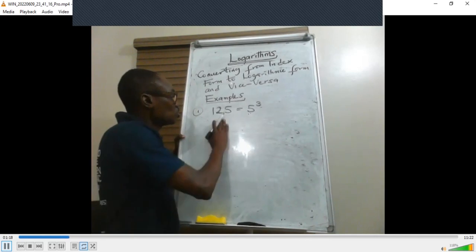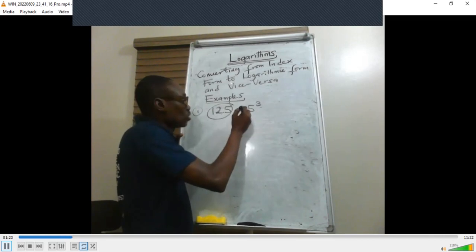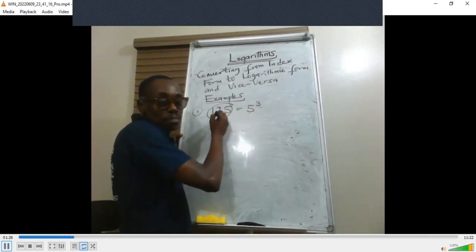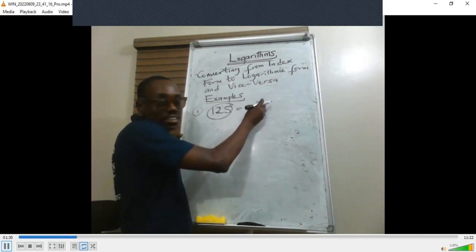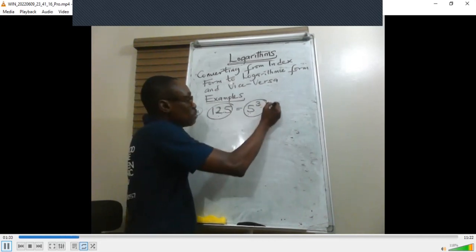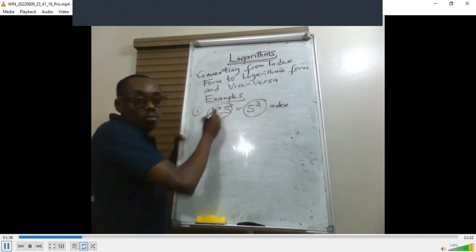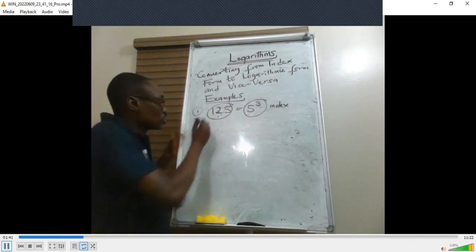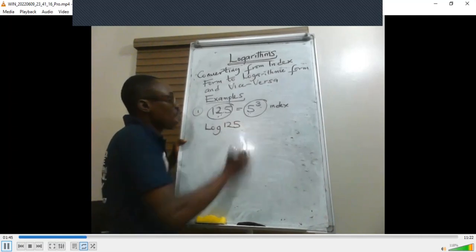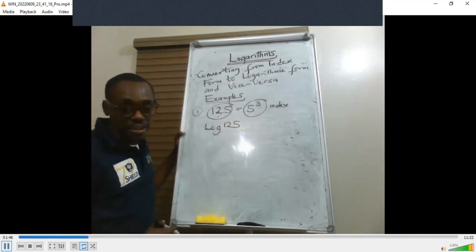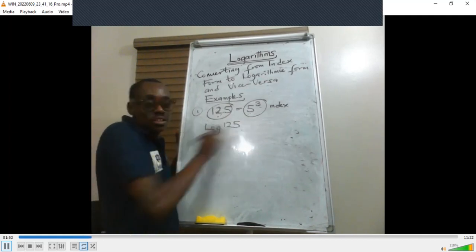So what do you do? You have a single term here. This is a single term, and this is the term with the index. So your log is going to come where you have this single term. So you're going to write log 125.